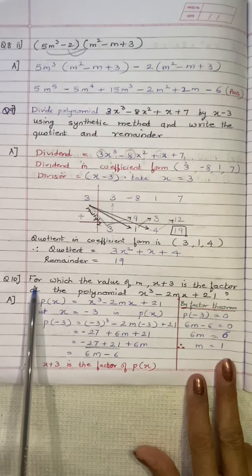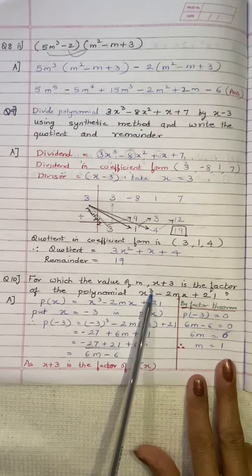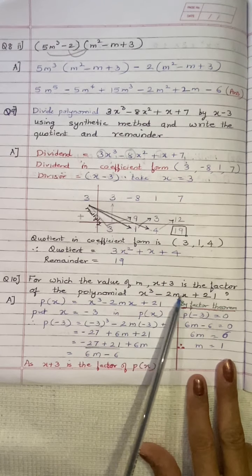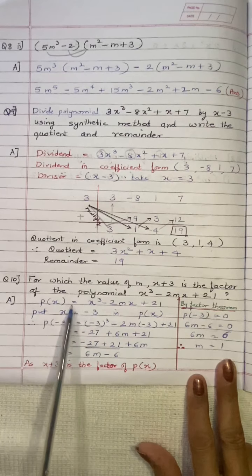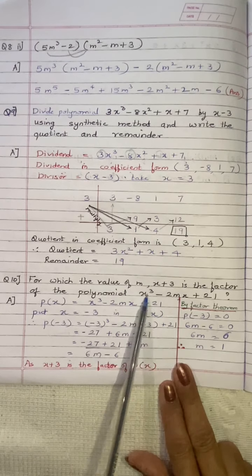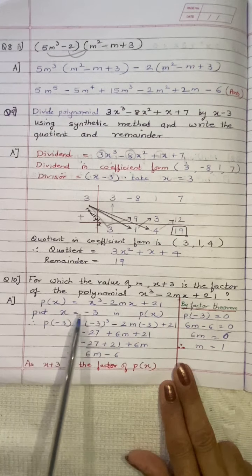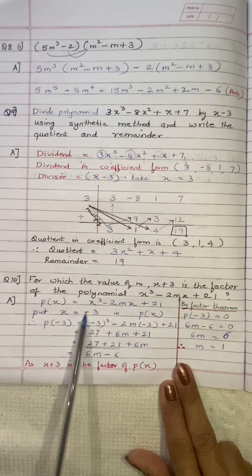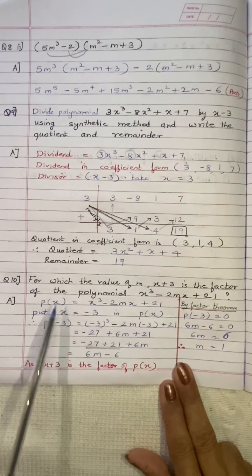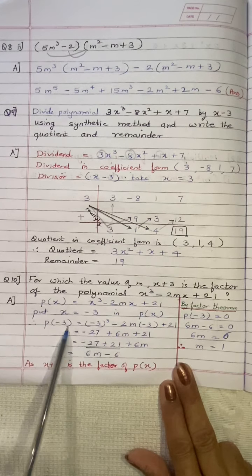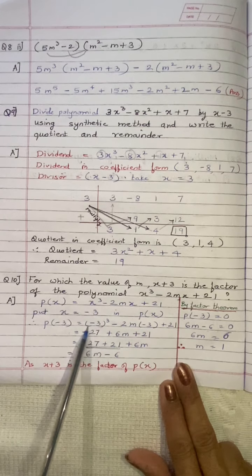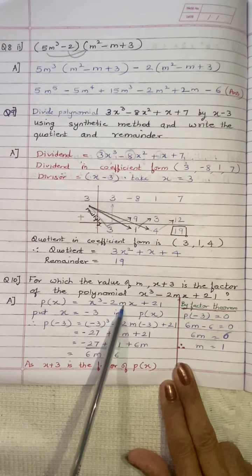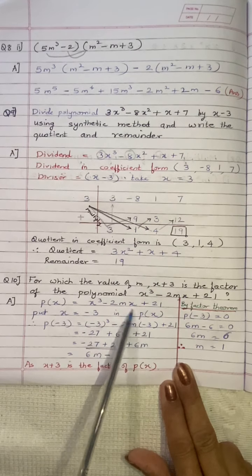Question 10. For which value of m is x plus 3 a factor of the polynomial x cube minus 2mx plus 21? So p(x) is equal to this expression, and we put x equal to minus 3, because x plus 3 is a factor of this. So put x equal to minus 3 in p(x). We replace x by minus 3 and put the values of x over here.